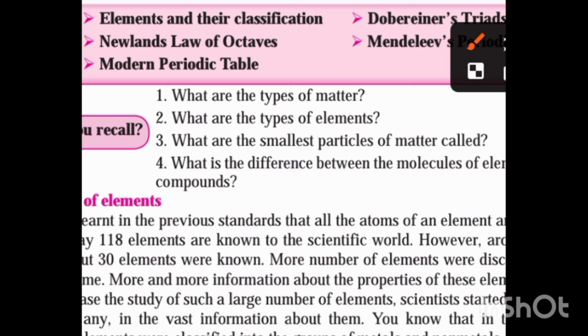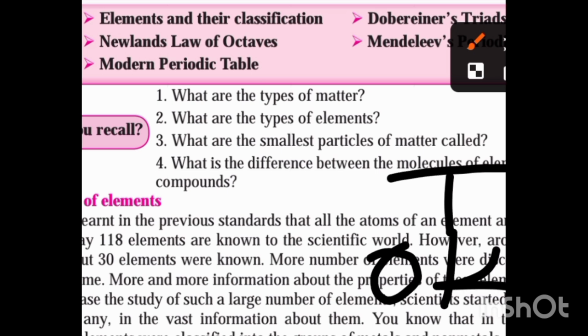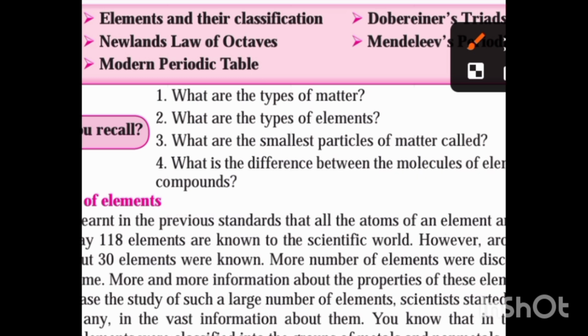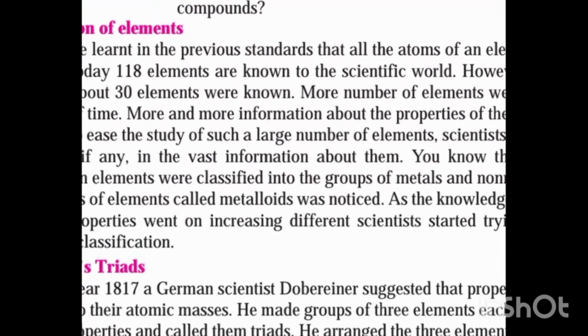What is the difference between a molecule of an element and a molecule of a compound? A molecule of an element has only one kind of atom, and a molecule of a compound has different kinds of atoms. That's the only difference between them. If you are not aware of the terms atom, molecule, compound, element, mixture, atomic number, atomic mass, then let me know and I'll give you my descriptive notes. Now let us start.